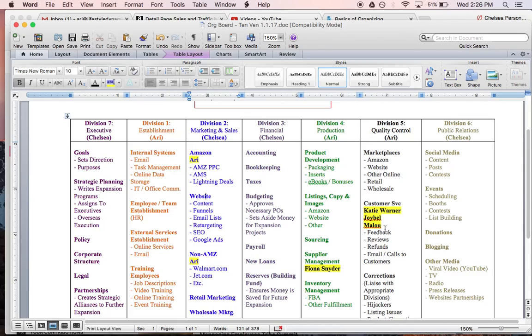She's in charge of customer service. So if I have a question about customer service, I can go, hey, Katie, what's happening with that refund? What's happening with that review? What's happening with that nasty feedback? Make sense? And Katie is over that whole section.